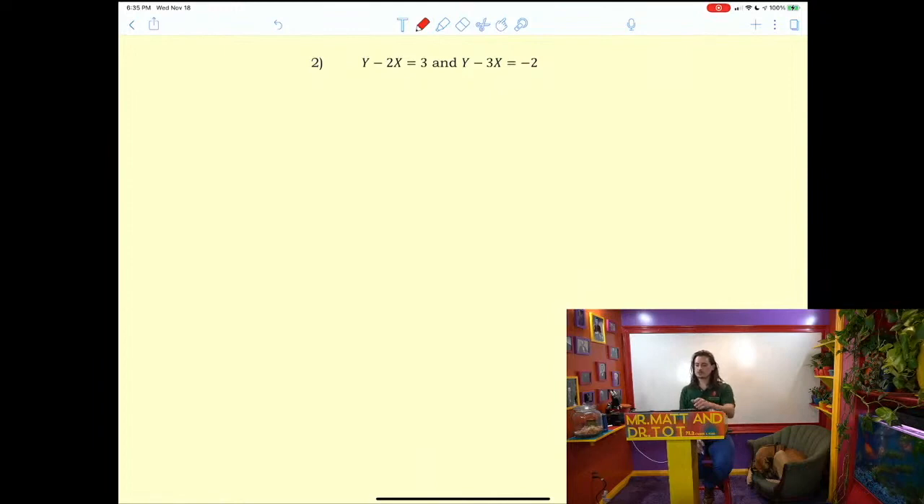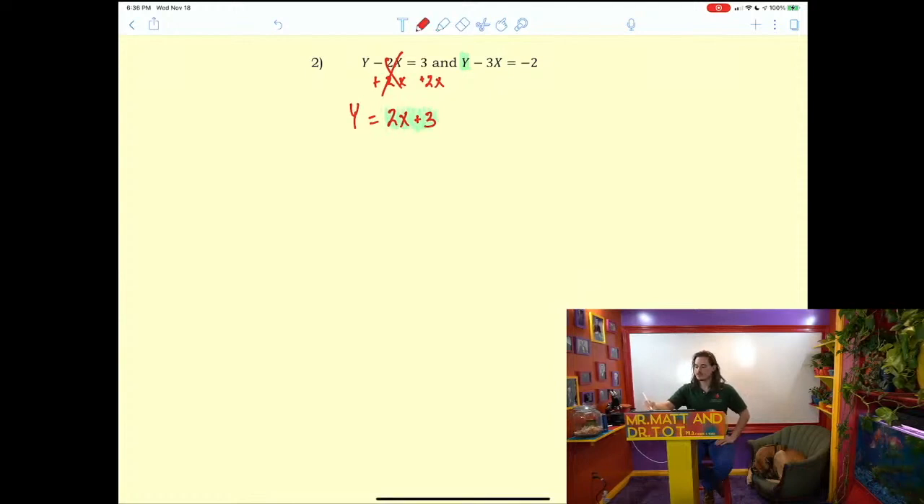Okay, so if we start with the first equation, notice that we can isolate pretty easily for y just by adding 2x to both sides. That'll cancel the 2x on the left. So y is going to be equal to 2x plus 3. So now that we know the value of y, where I see y in the second equation, I can put in what it represents in terms of x, which is 2x plus 3.